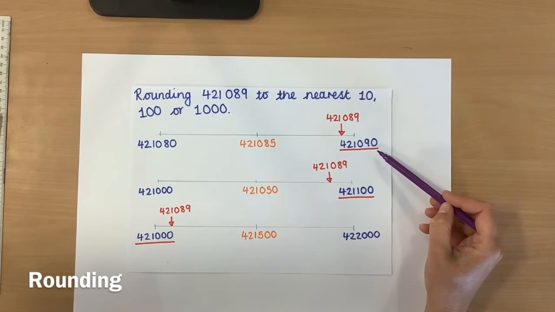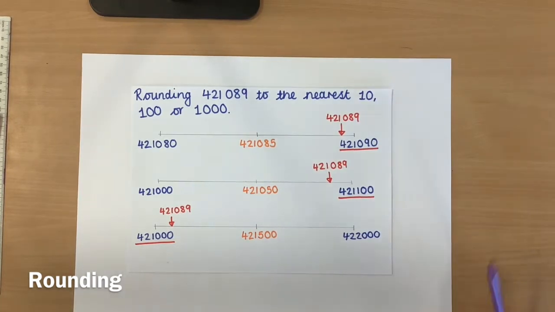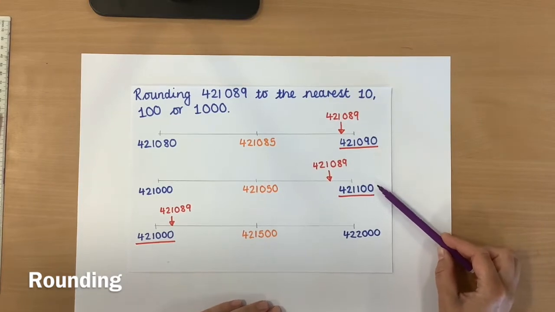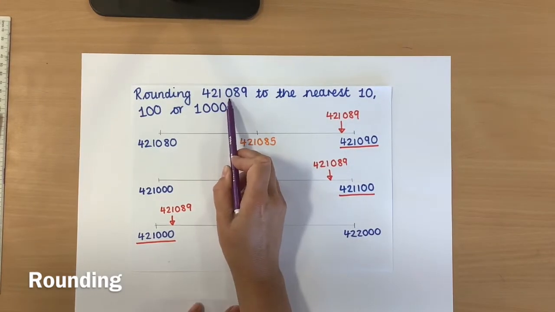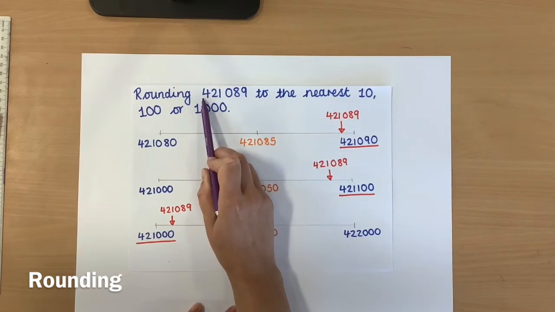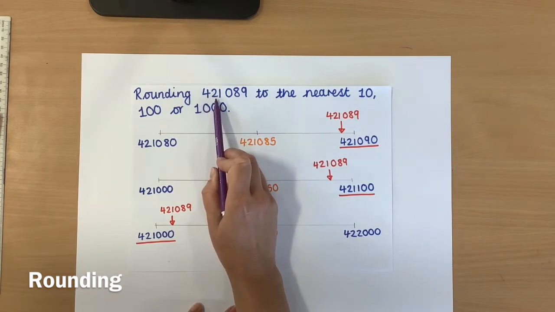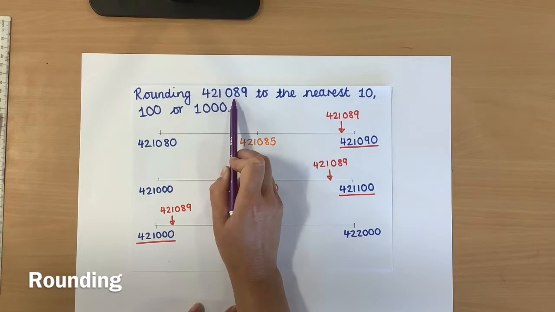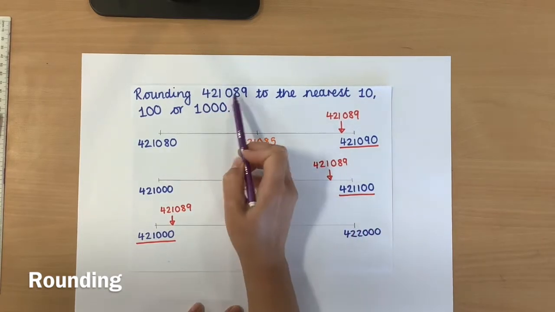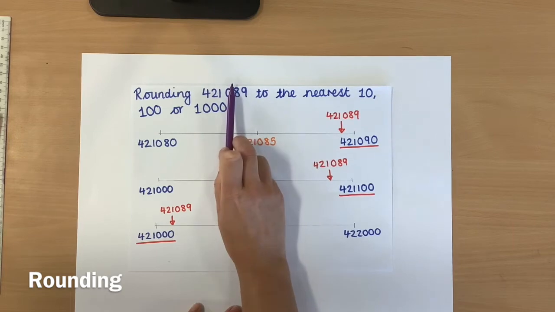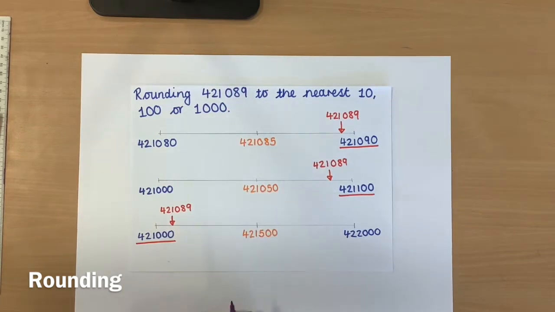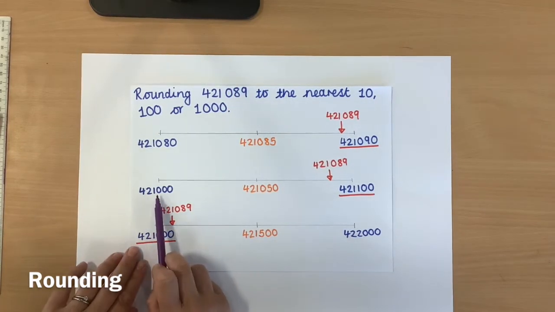421,089 is rounded to 421,090. Second number line then, so now we're going to the nearest hundred. So our hundreds digit is a 0. So we could say that this number has 4,210 hundreds in it. Or we could cut it off at the hundreds digit and then just use zeros to fill in the other columns. It's another way of looking at it.